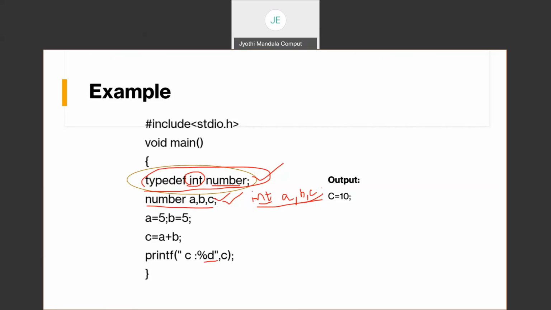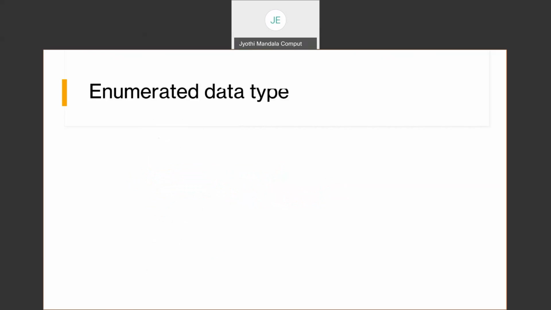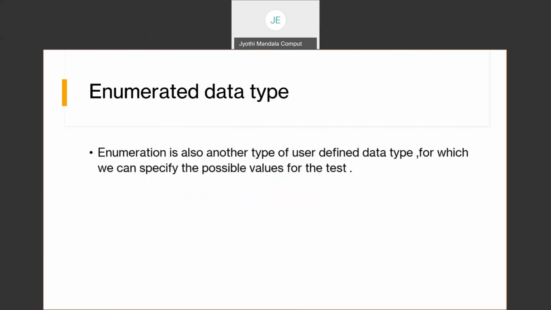Very simple. But coming to the enumerated data type, this is also a second type where we can have your user defined data type. Now, what is the use of this enumerated data type? In this case, typedef is nothing but simply renaming. But in enumerated data type, you can define your own data type and you can tell which values that data type should accept.